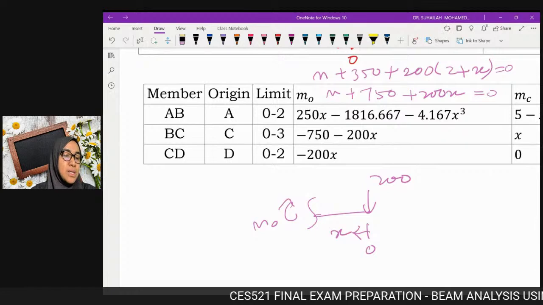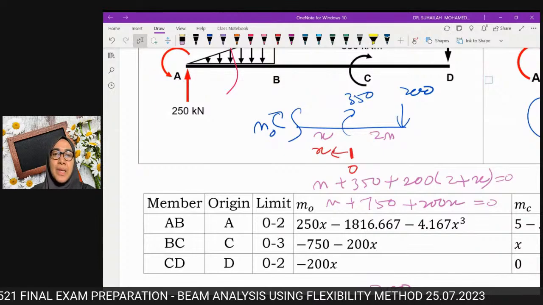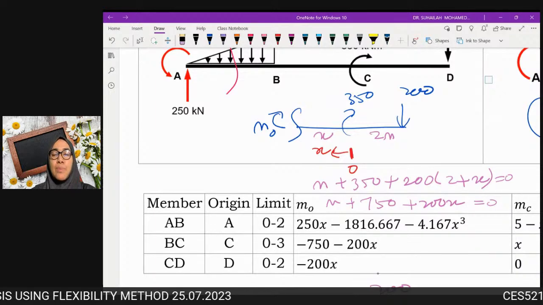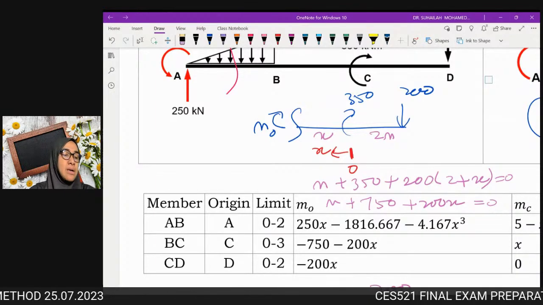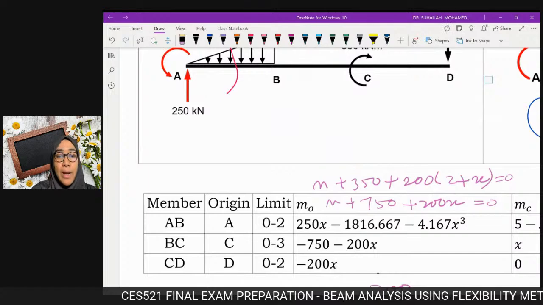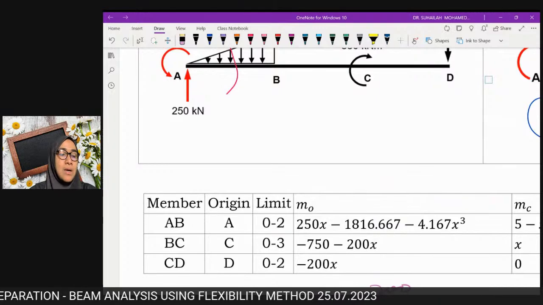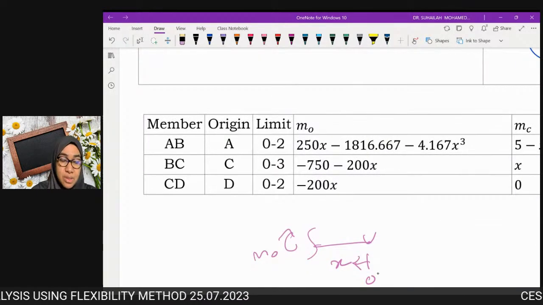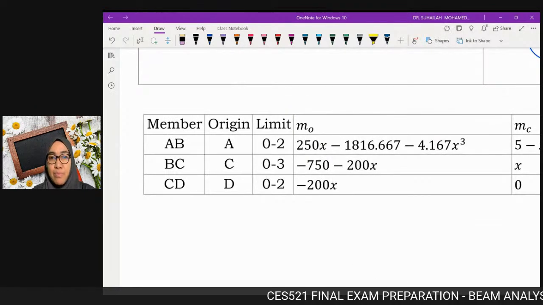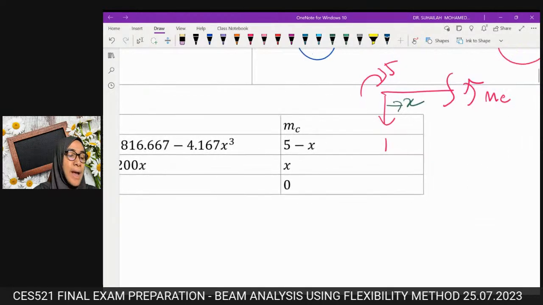So most important is the moment equation. Actually, the free body diagram of the cutting section and the process of writing the moment equation are just to help you write the correct moment equation. But for me, most important is the moment equation that you put into the table. That is very important. Okay, so this is for M naught, and we move to MC.